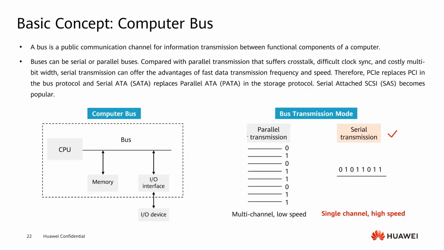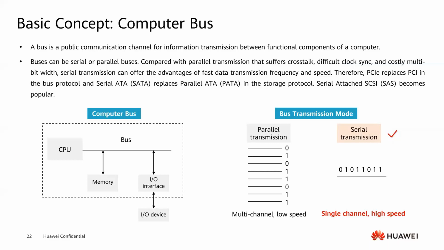And about the computer bus. The bus is a public communication channel. It's a bridge between the functional components of a computer. The CPU, the memory, the storage, the disks, they are all connected to the bus, and the communication is implemented through the bus. It can be a serial or parallel bus. Compared with parallel transmission, which suffers crosstalk, difficult clock synchronization, and costly multi-bit widths, serial transmission offers the advantages of fast data transmission frequency and speed.